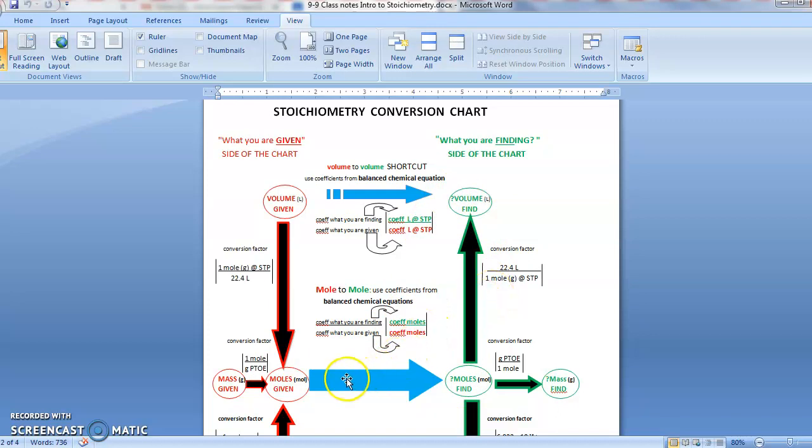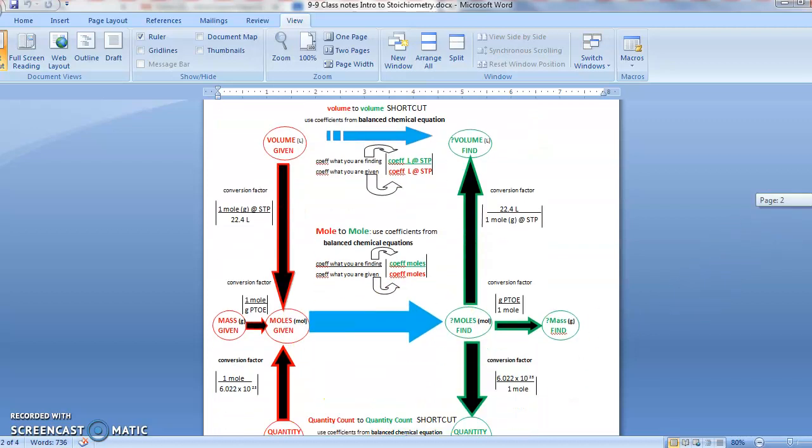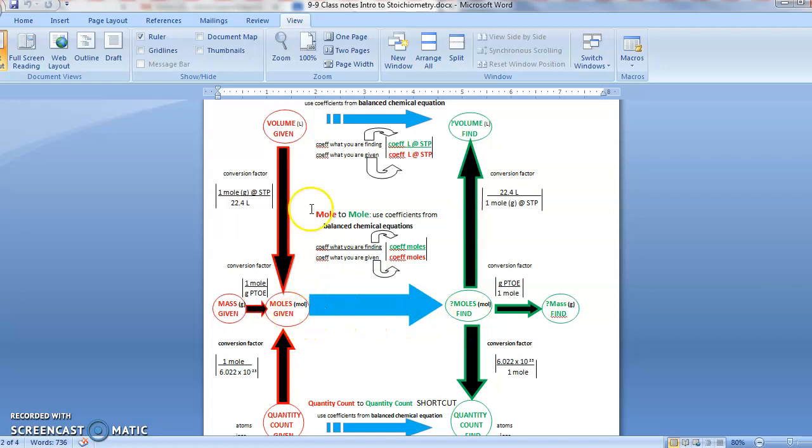To do that, we do this blue bridge right here. This is the mole to mole conversion. We just put the moles of what we're trying to find on top. The moles of the substance we're given will go on the bottom, and we have a whole new world unlocked for us. If you know any of these things and you use the mole to mole conversion, you can find any of these things. We'll be looking at some sample problems here.